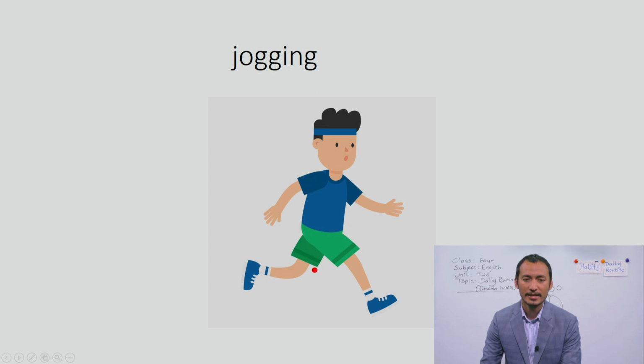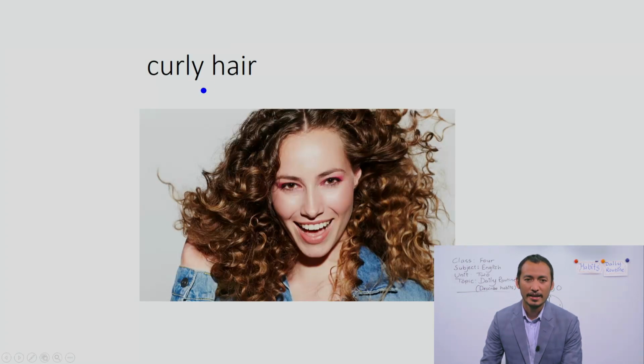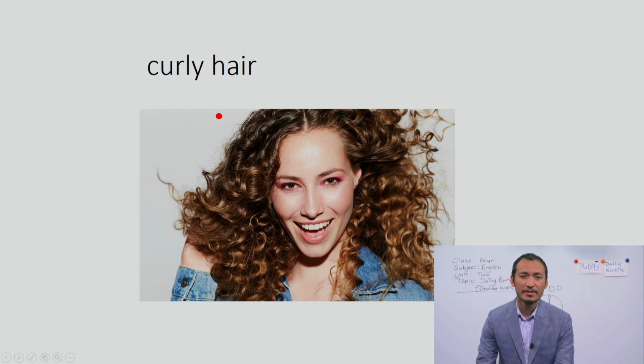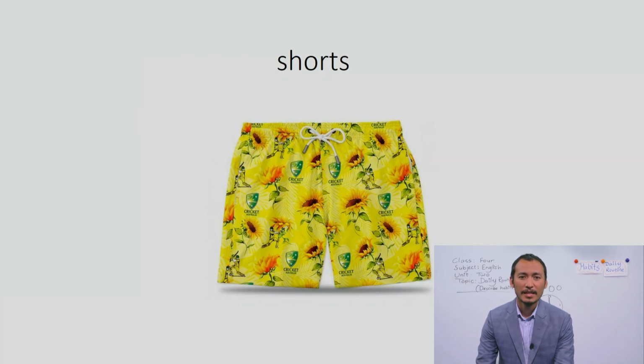Okay, let's see next. Curly hair. Okay, do you see hair here? What kind of hair you see? Curly hair. Okay, good, great. Shorts. What are shorts?